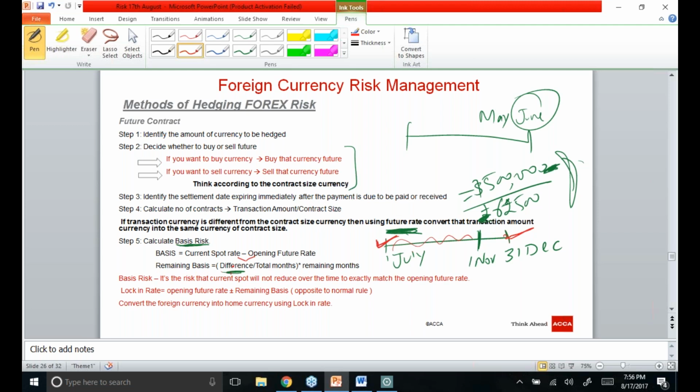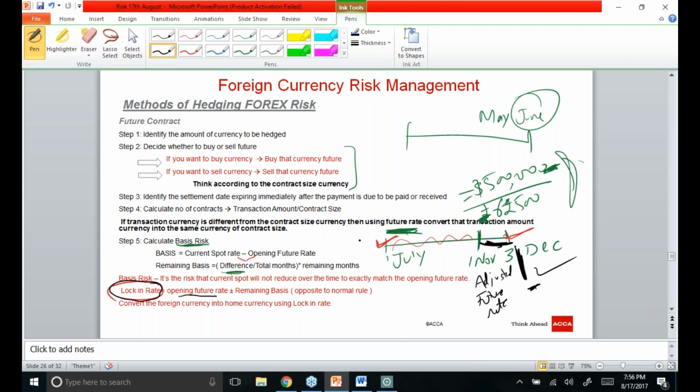Okay, you do not have to calculate closing future, gain or loss, and final transaction. You just have to calculate the effective rate, which is the lock-in rate. What is it? Take the opening future rate, which is given in the question, and adjust the remaining 2 months' basis from it, to calculate the adjusted or effective future rate at the end of November.